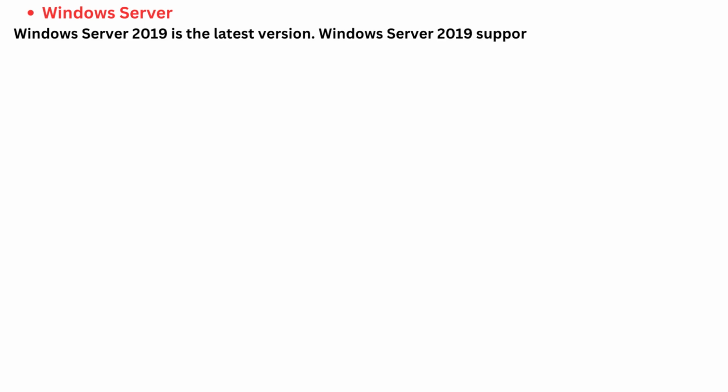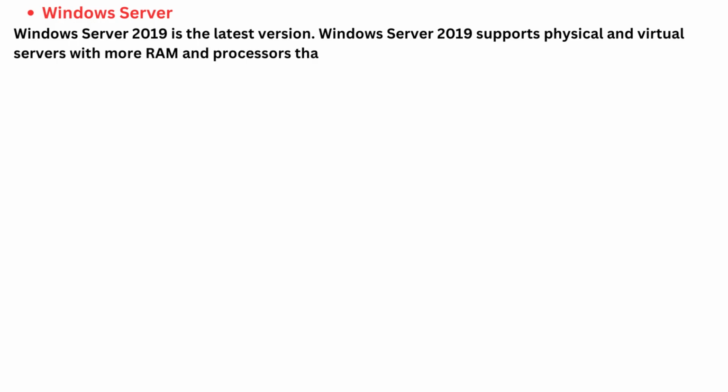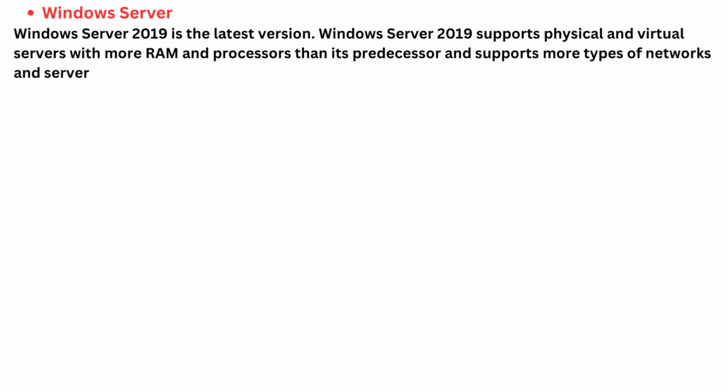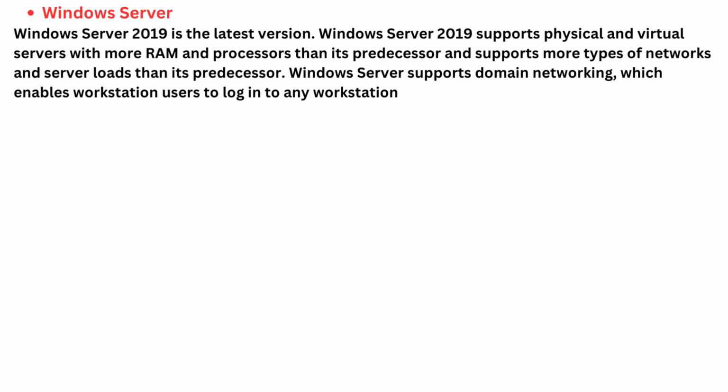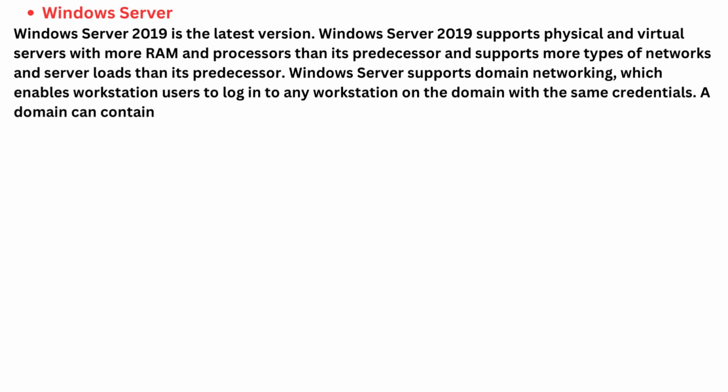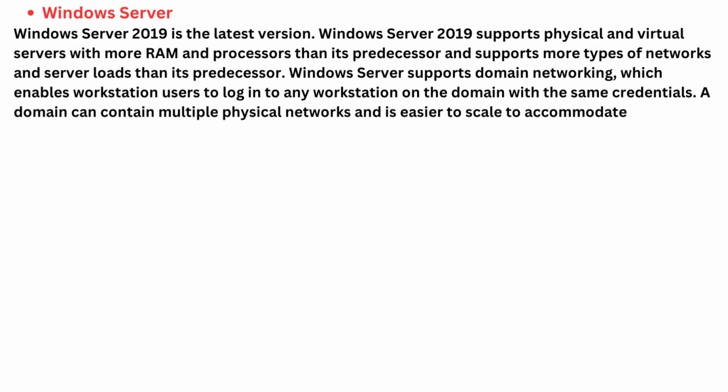Windows Server. Windows Server 2019 is the latest version. Windows Server 2019 supports physical and virtual servers with more RAM and processors than its predecessor and supports more types of networks and server loads than its predecessor. Windows Server supports domain networking, which enables workstation users to log into any workstation on the domain with the same credentials. A domain can contain multiple physical networks and is easier to scale to accommodate larger networks than a workgroup.